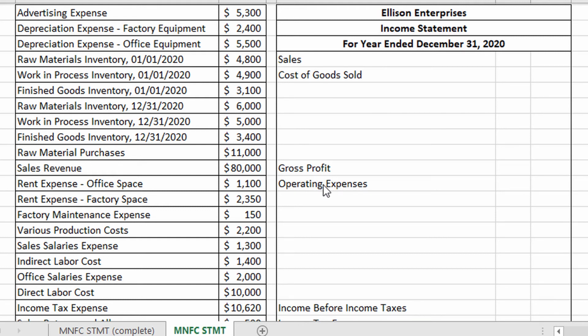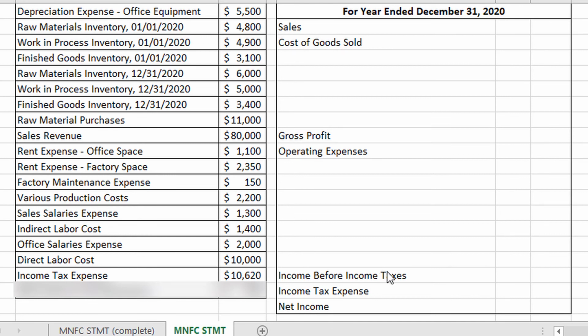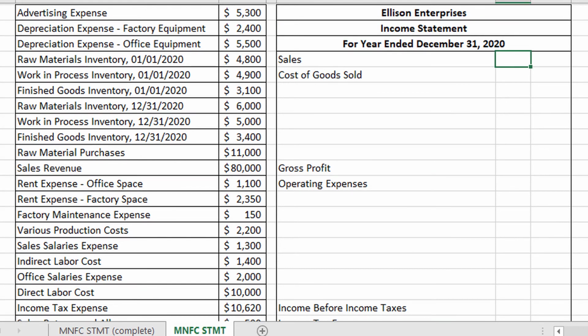Sometimes these are listed separately as selling expenses and general and administrative expenses, but in this case we are just going to list them as all operating expenses. Once we take the gross profit and we subtract the operating expenses, we get what's called the income before income taxes. Then we just subtract the income tax expense and we're done. We will have the net income. And if that number ended up being negative, we would have a net loss. So without any delay, let's get right into the example.